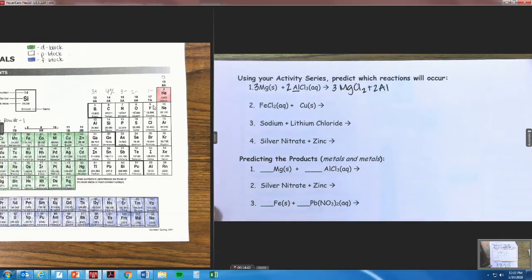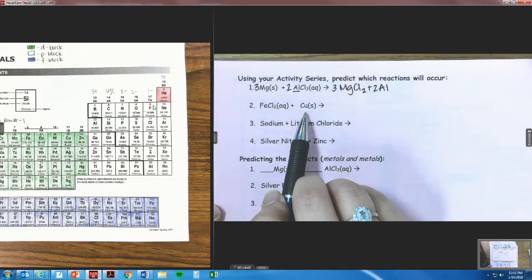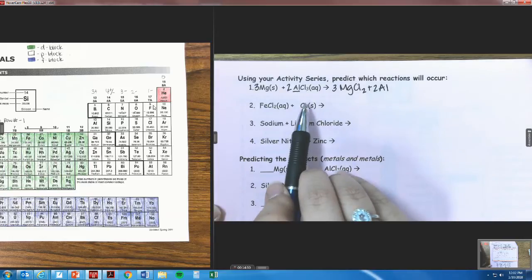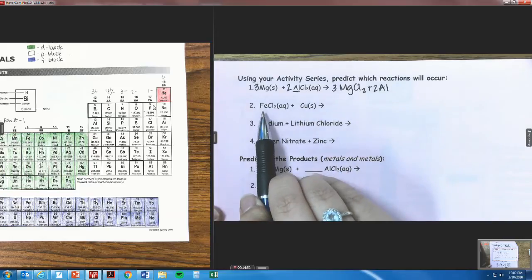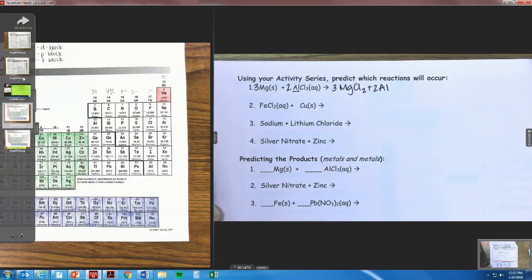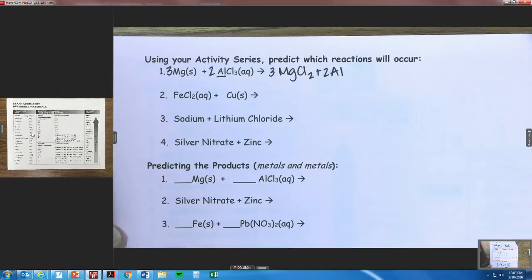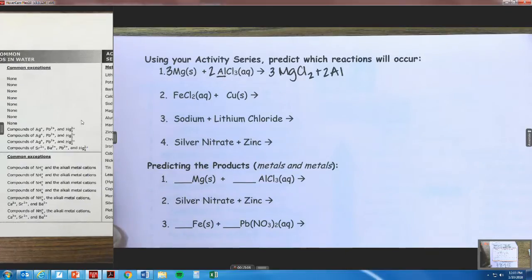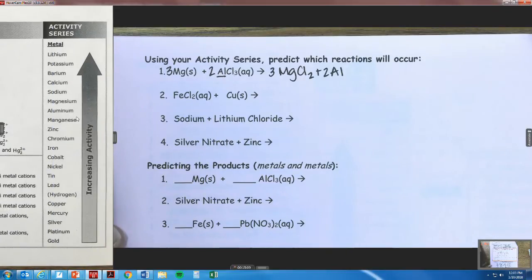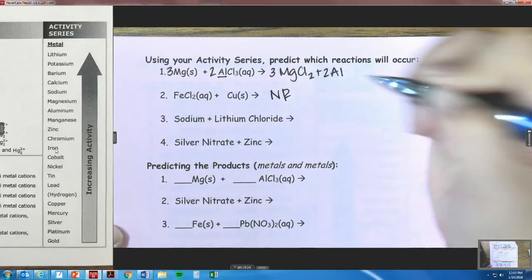We have iron chloride plus copper. So remember, we're always looking at the one that's by itself. So is copper higher than iron? So let's take a look on our activity series. Okay, so is copper right here, is copper higher than iron? Nope, it's the other way around. So it's going to be no reaction.